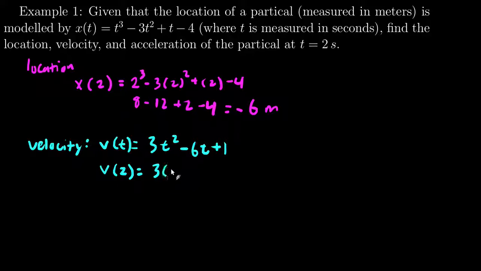And that will be 3 times 2 squared minus 6 times 2 plus 1. 2 squared is 4, times 3 is 12. 6 times 2 is 12. And so I get the velocity is 1 meter per second, because I took this derivative with respect to t. And then finally, acceleration.